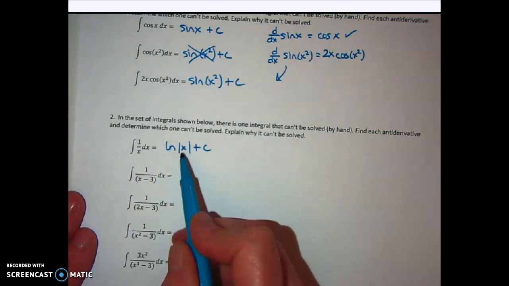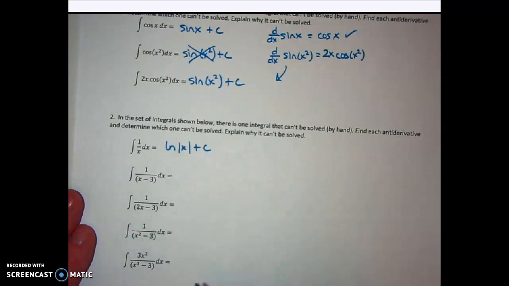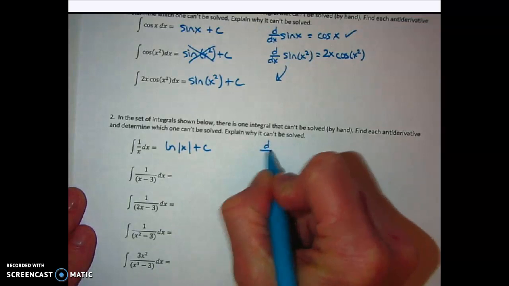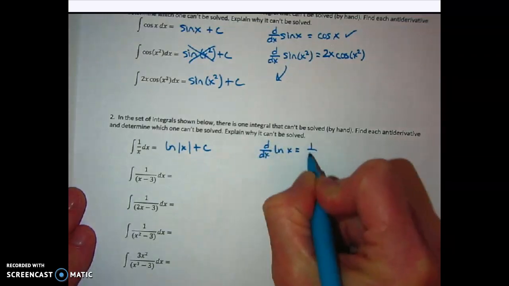And we put the absolute value bars because you can't take the natural log of a negative number, so this just assures us that we're taking the natural log of a positive number. And again, if I look over here, the derivative with respect to x of the natural log of x is indeed 1 over x.